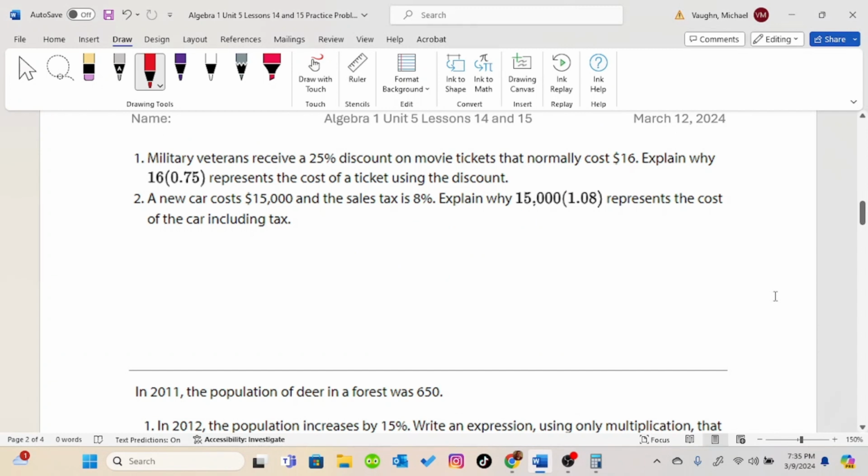Page 2. Military veterans receive a 25% discount on movie tickets that normally cost $16. Explain why 16 times 0.75 represents the cost of a ticket using the discount. So number one, multiplying by 1 would give the normal price.